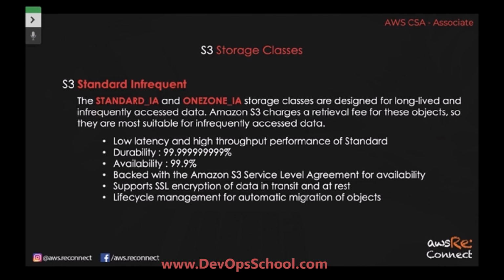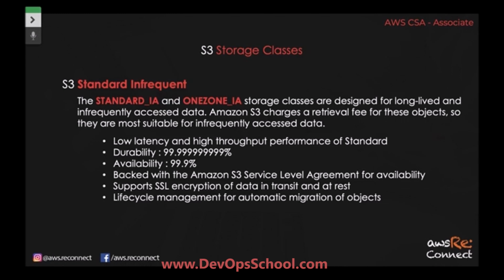The pricing of the standard is per object, and the amount of storage you put, plus the put and get requests. So if I request any video, I have to pay for that request. So the transition that is happening, uploading and downloading of data, that also you have to pay, plus the storage. In the infrequent access, you have to pay for the storage plus the retrieval fee. So here the retrieval fee is per GB. So if a GB of data is retrieved, then only you will be charged. So this is the difference.